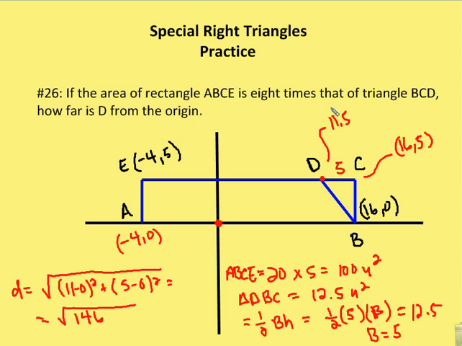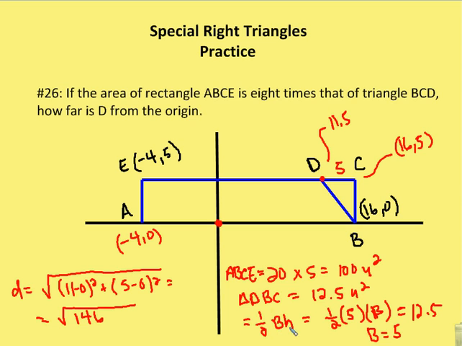Right, so let's see what we can determine from this. So I have negative 4, 0 as my coordinate for A. I figure out that C has a coordinate of 16, 5. Now I need to figure out what D is going to be. Well, I know that the area of ABCE is going to be 20, which is the length from E to C, or 20 units, times 5, the length from C to B. It's going to be 100 square units. Well, I know that DBC is going to be 1/8 of that, so triangle DBC is 12.5 square units.